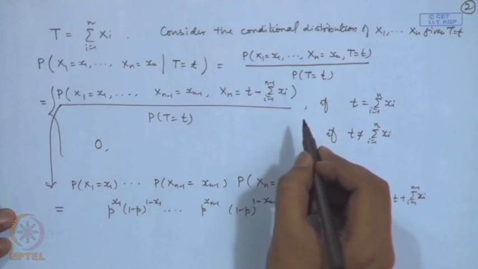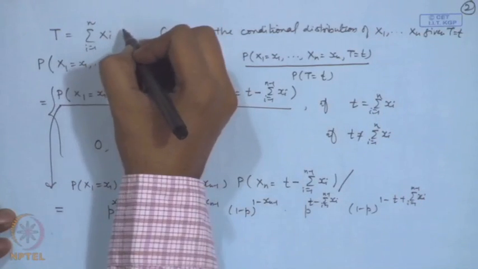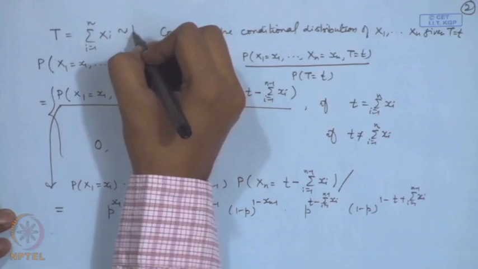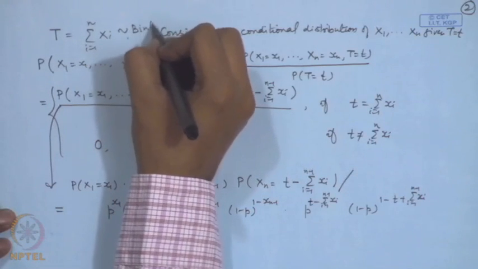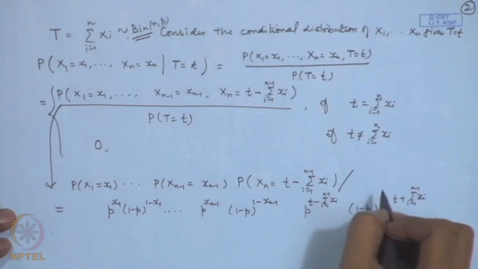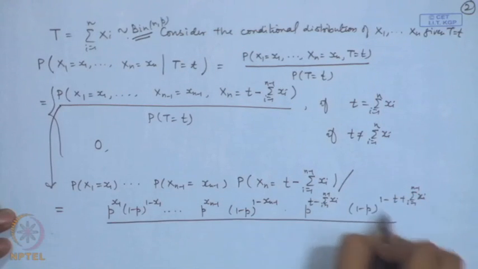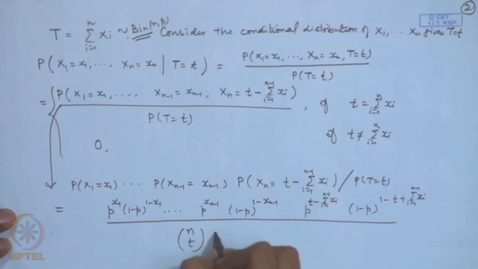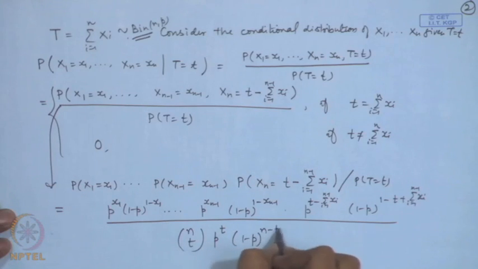Now, what is the distribution of T? If X1, X2, ..., Xn are independent Bernoullis, then this will be binomial(n, p). So, the probability T is equal to t will be equal to n C t p to the power t into 1 minus p to the power n minus t.